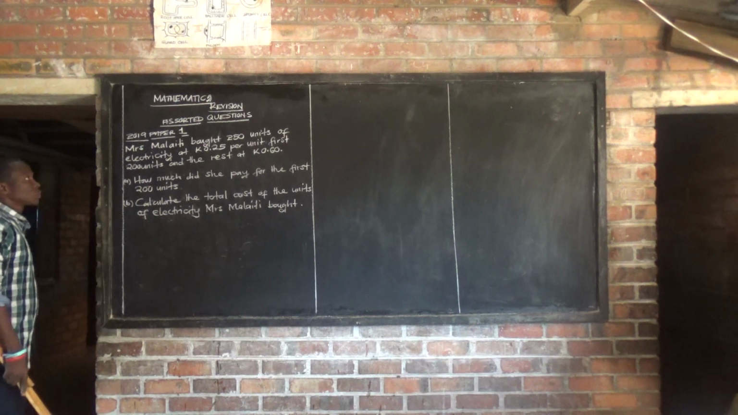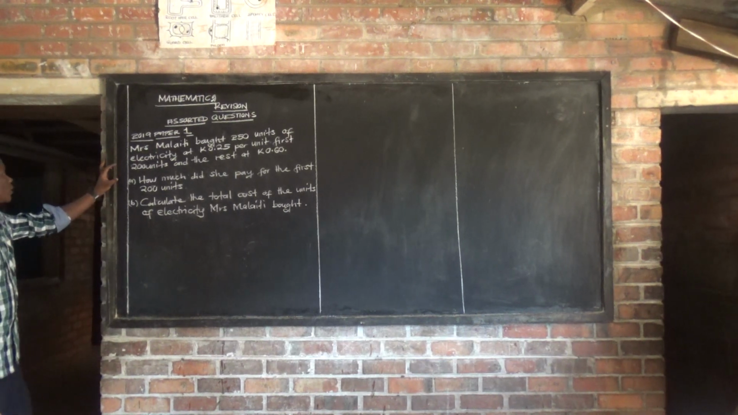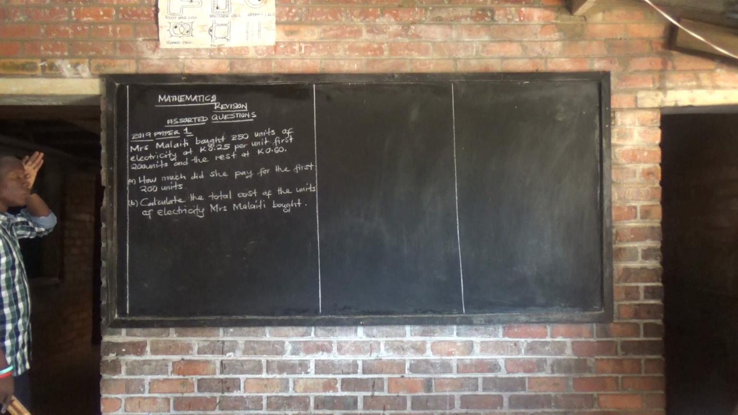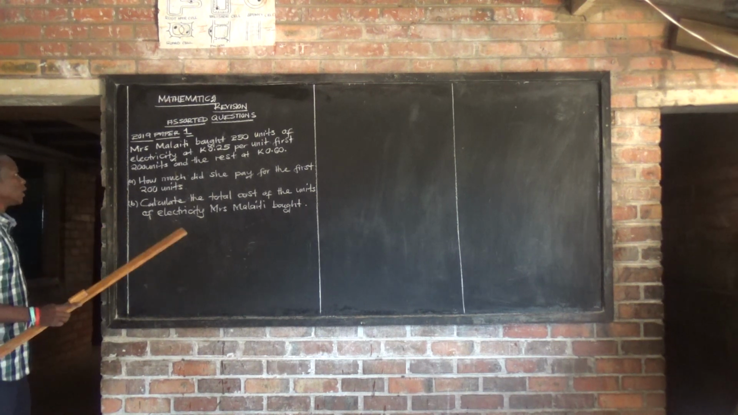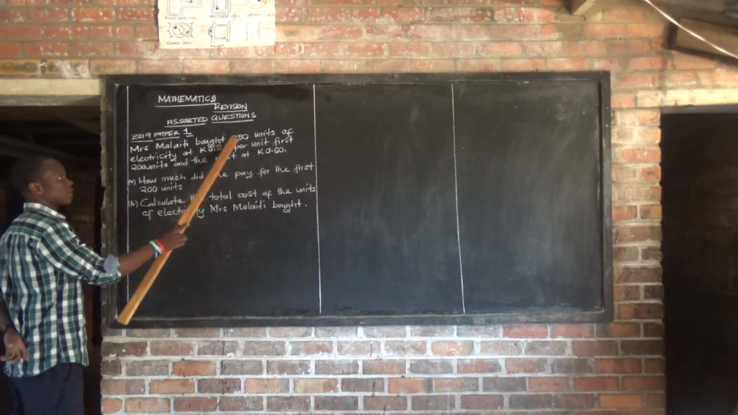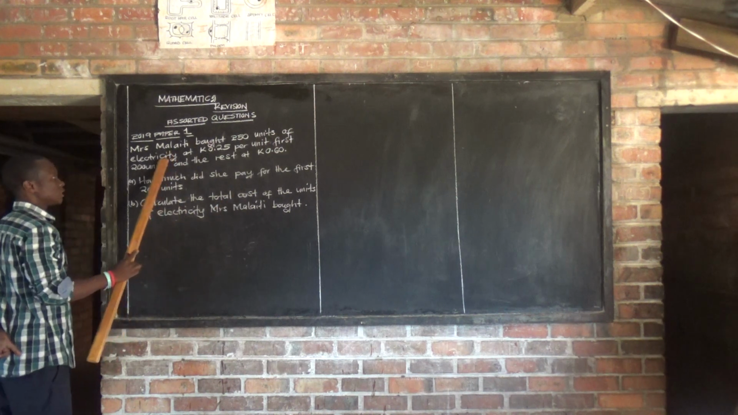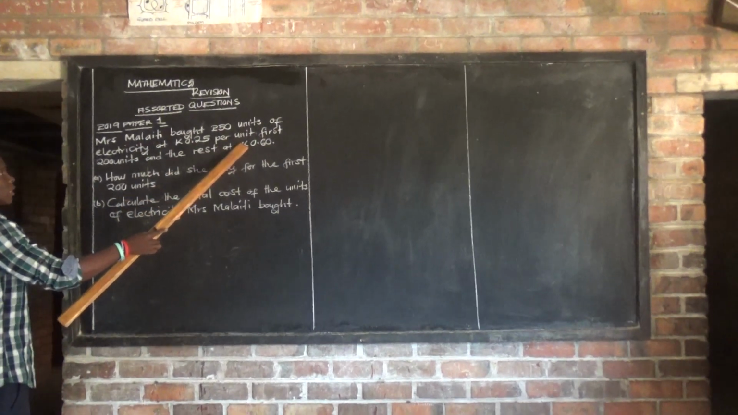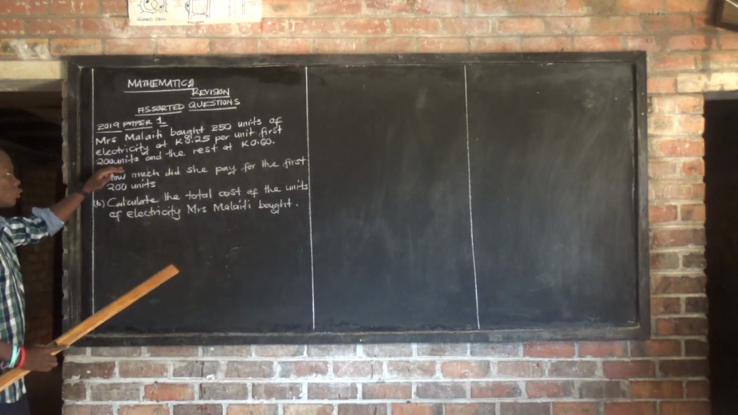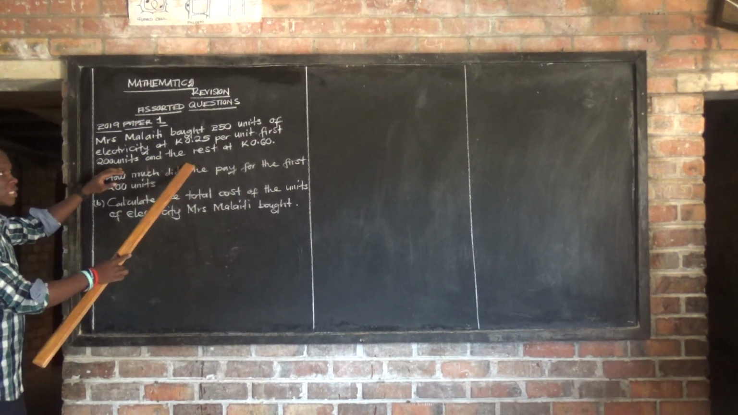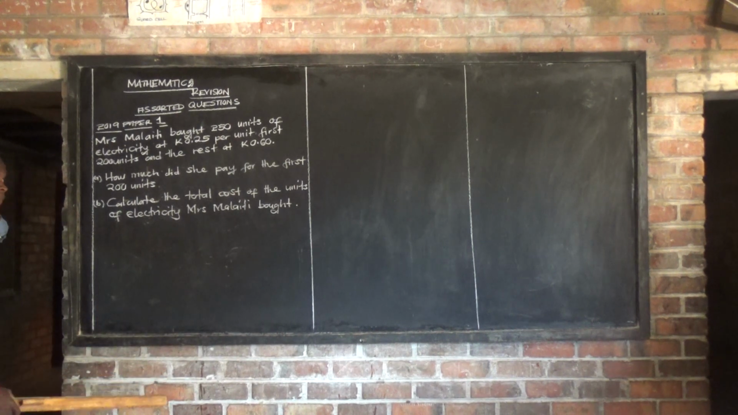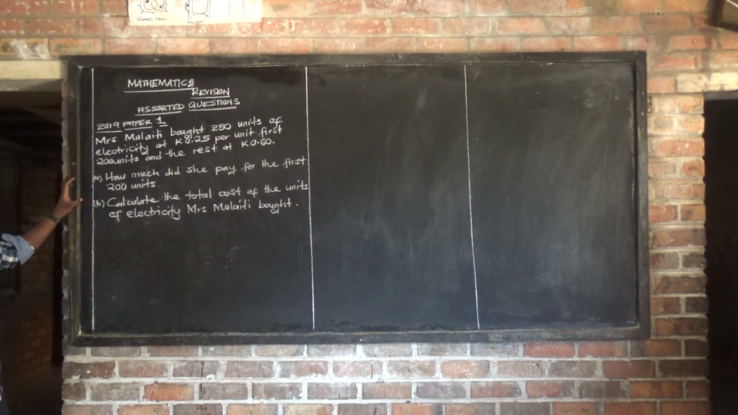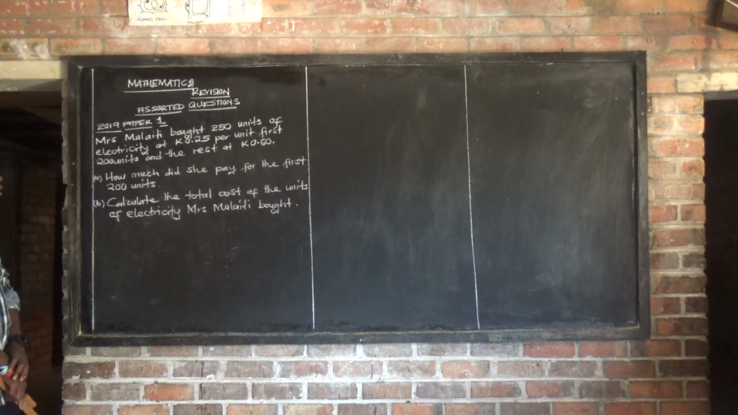At the assorted questions, first we are going to look at 2019, a question on utility bills. It said Mrs. Malite bought 250 units of electricity at 25 Ingwe per unit. That is for the first 200 units, and the rest at 60 Ingwe. So they're saying Mrs. Malite bought 250 units of electricity.